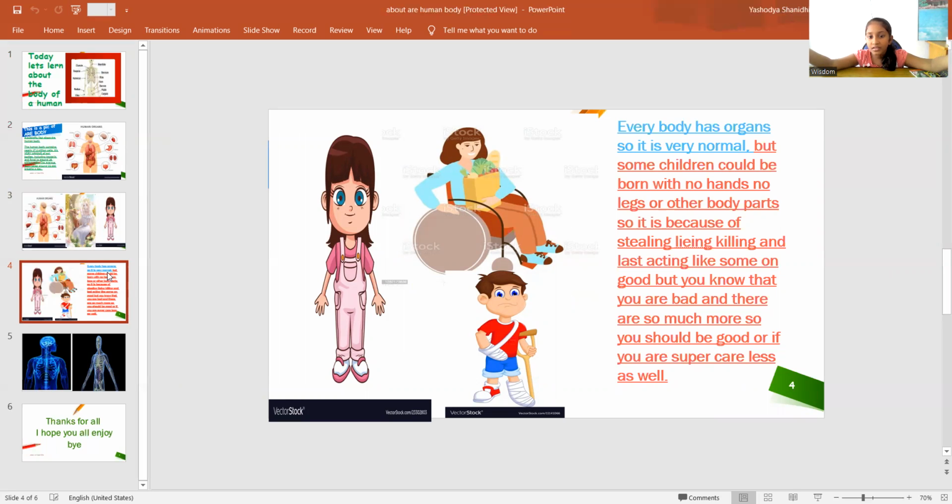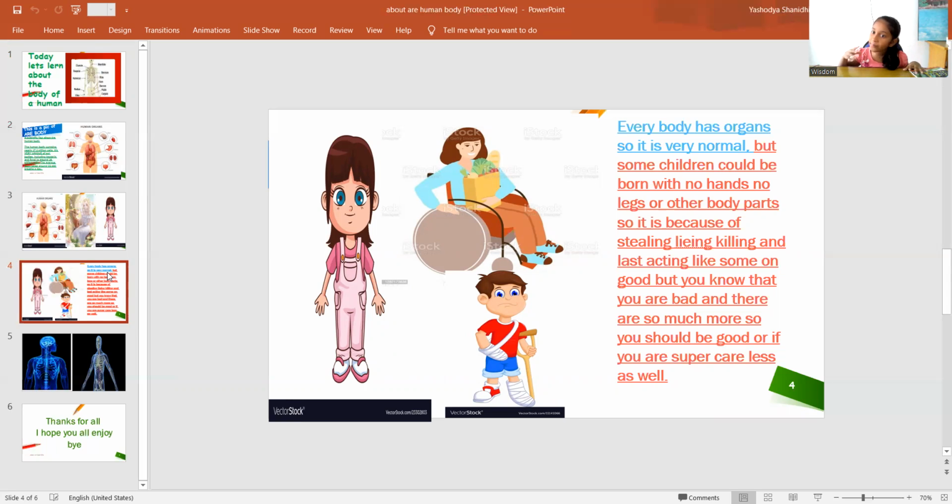So another example, everybody has organs, so it's very normal. You don't have to worry about anything. But some children could be born with no hands, no legs, or other body parts. It is because of stealing, lying, killing, acting like someone that you're not, and acting like a bad person a lot. But there can be a lot more things. Not only that, this can also happen if you're super careless and you don't care at all. You'll be born to a poor family.